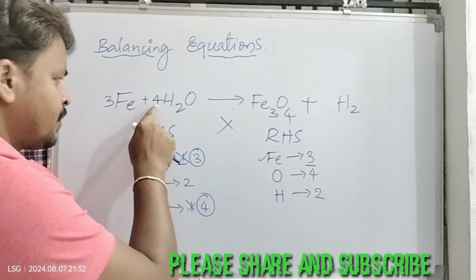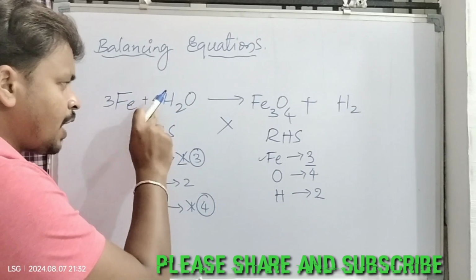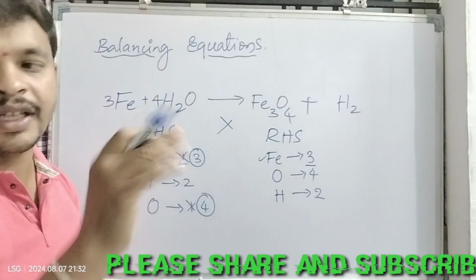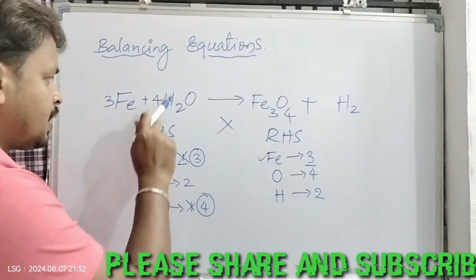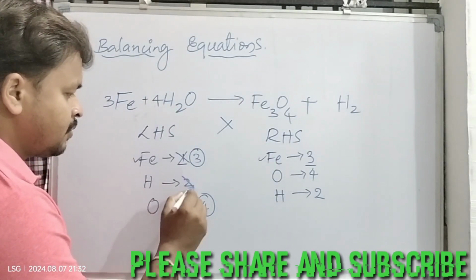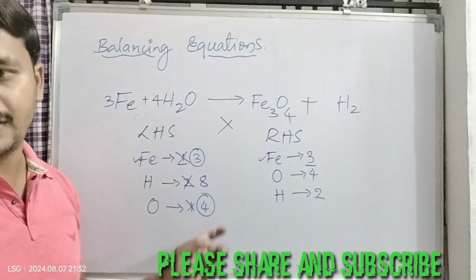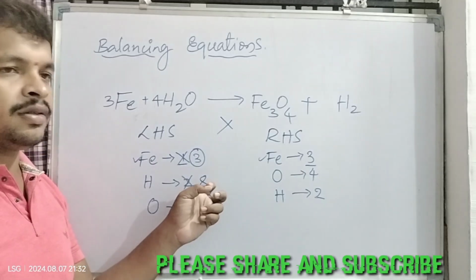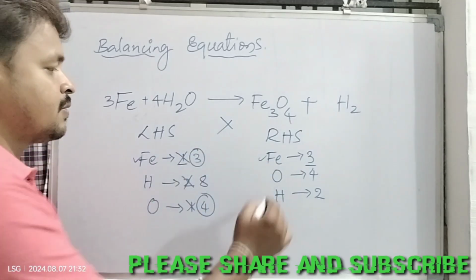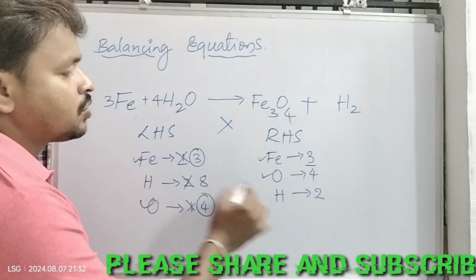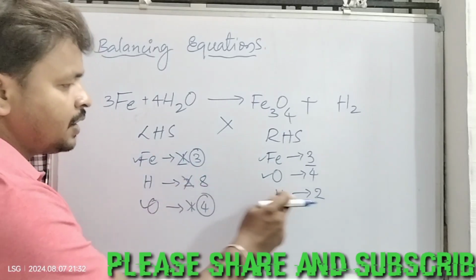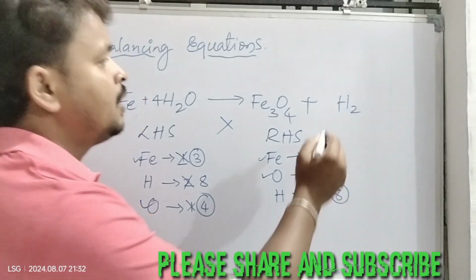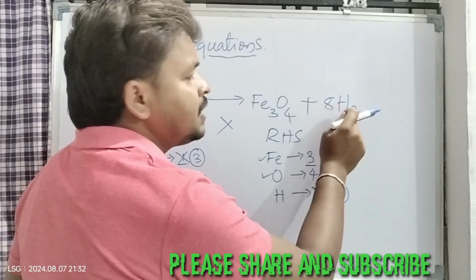Now you look, 4 oxygen. When you write the 4 here, the number of hydrogen also changed. See there, 4 2s are 8. Hydrogen became 8; the number of hydrogen atoms on the reactant side became 8. So again we need to balance. Oxygen is balanced, hydrogen should be balanced. Now here 8, here only 2. This should be made 8. If you write 8 here, 8 2s are 16.